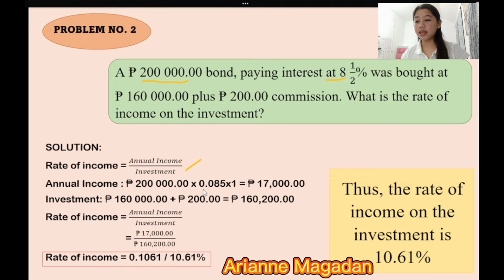200,000 multiplied by the interest that is converted into decimal, 0.085, times 1 because it is annually, and we will get 17,000 pesos. Next is to add the market price and the commission, and we will get 160,200 pesos for the investment. Now that we have the value of the annual income and the investment, we are going to divide them to find the rate of income. 17,000 divided by 160,200 will result to 0.106 or 10.61%. Thus, the rate of income on the investment is 10.61%.